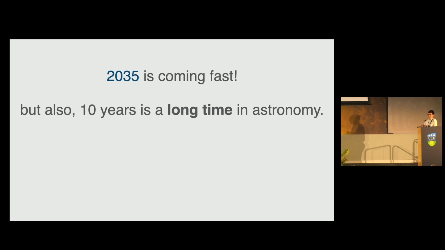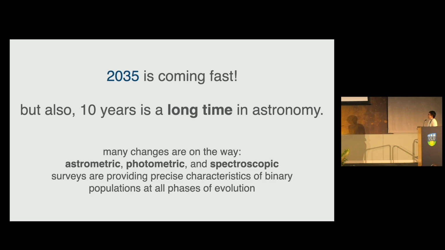And it's almost outsized how long it is for stellar populations, because we are literally in a golden era of photometric, spectroscopic, and astrometric surveys. And these things are providing extremely precise characteristics of enormous binary populations across the Milky Way.